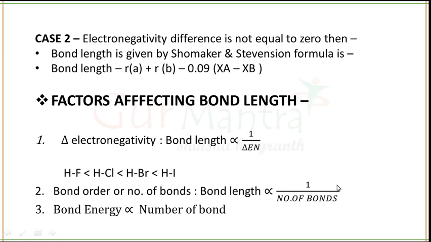Now, in the third case, bond energy is directly proportional to the number of bonds. As the number of bonds increases, bond energy will increase. In particular, if a triple bond exists between two atoms, the bond energy will be maximum.